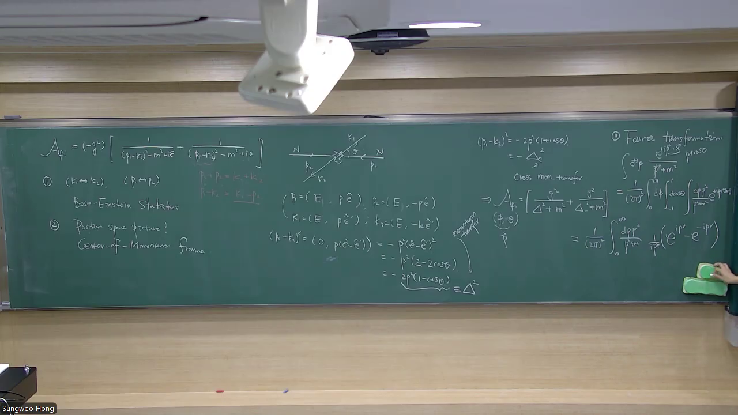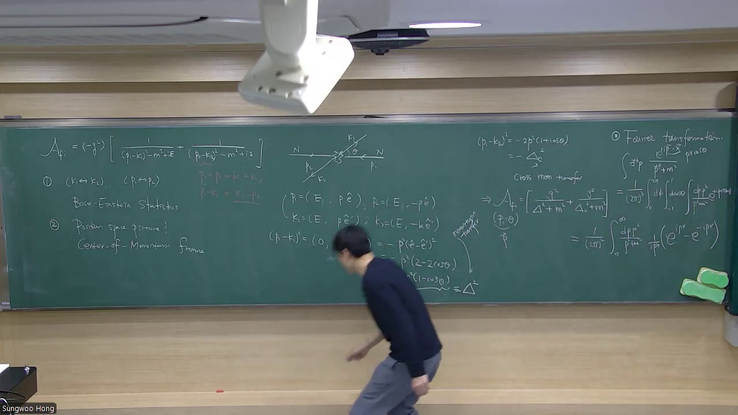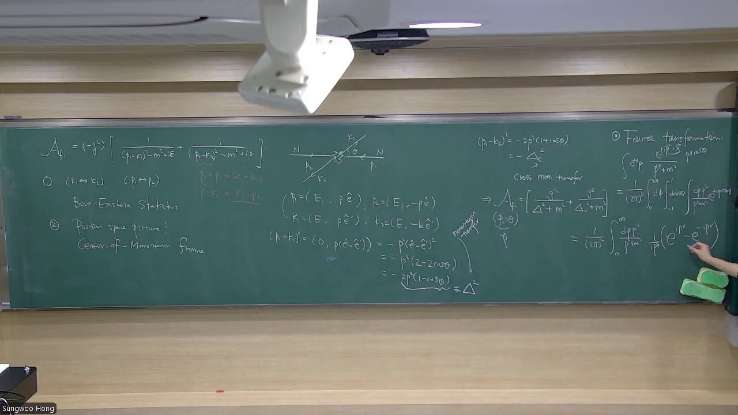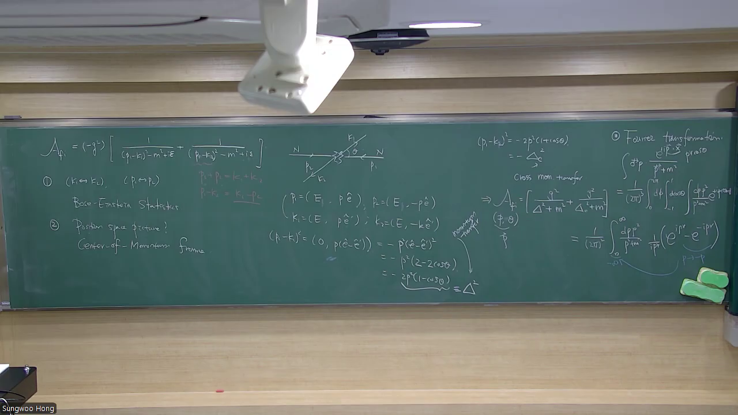Now, what I can do is that for the second term, I can literally do a change of variable, p to minus p. So when I do that, this basically will have the effect of sending this to minus infinity.